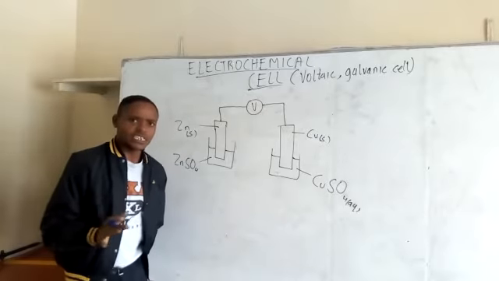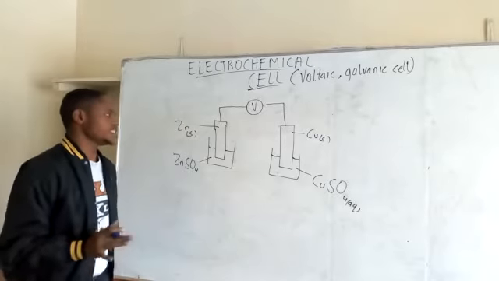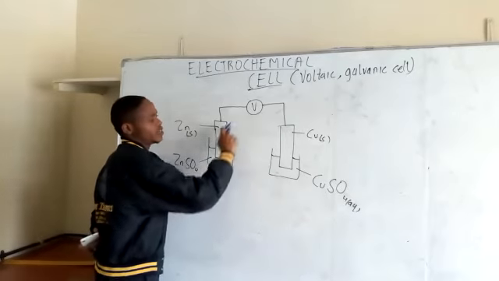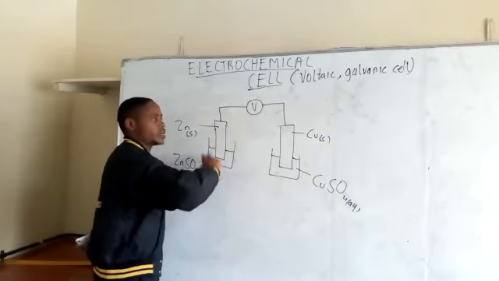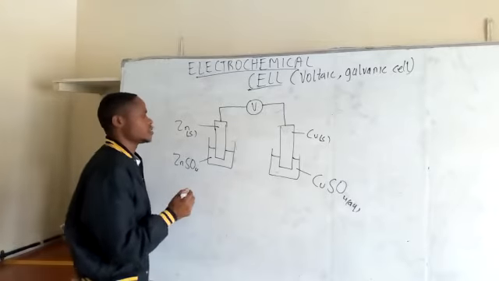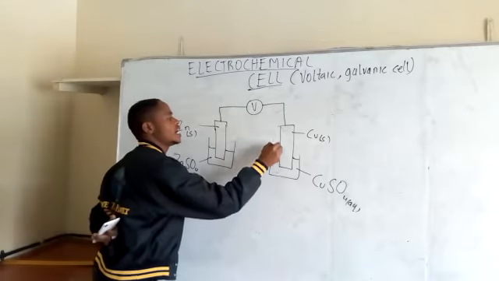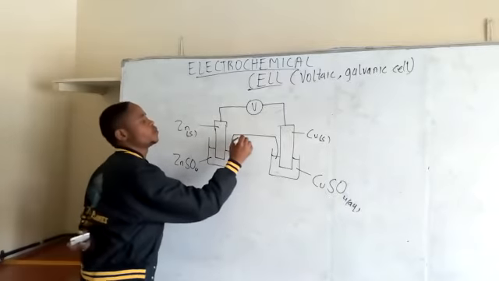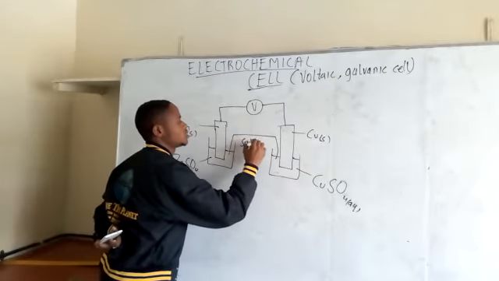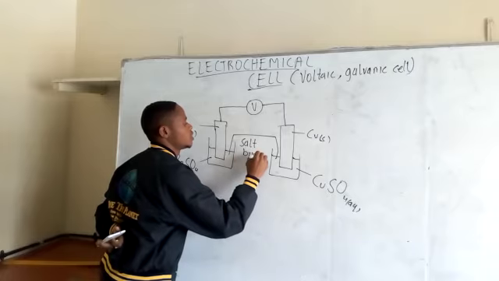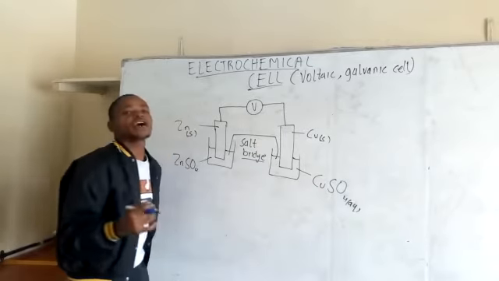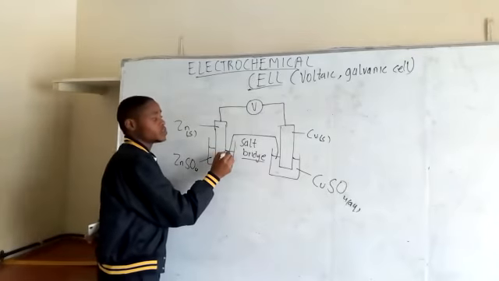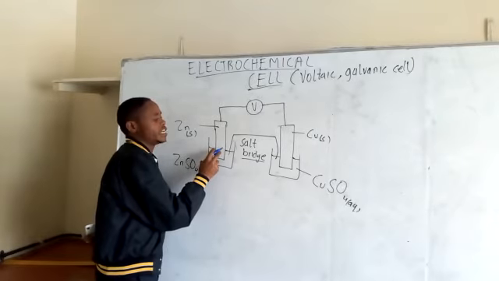But if you're very keen, you can see that's not a complete cell, because there is no connection. The current is not complete. It's not a complete circuit. So we normally connect the two solutions using what we call the salt bridge. So the salt bridge connects the two solutions. As you can see, the salt bridge does not touch the electrode.